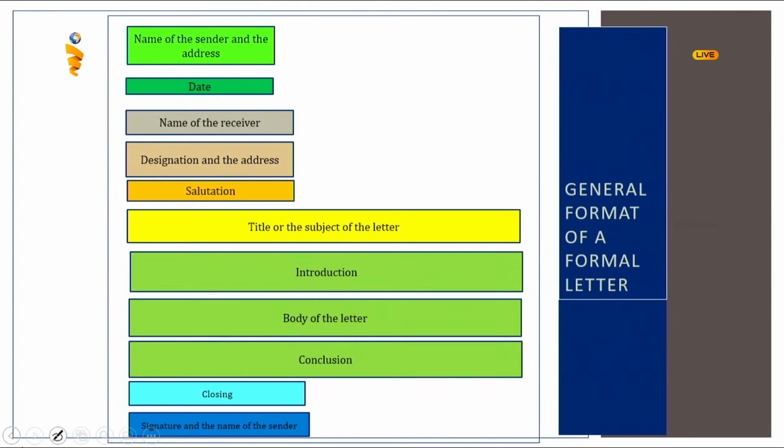So that is called the title or the subject of the letter. Then the body of the letter. Here I have divided it into 3 paragraphs. Introduction, the whole body goes in these 3 paragraphs, and the conclusion. Then you can see in the light blue box the closing of the letter, then the signature and the name of the sender. Okay? Right.